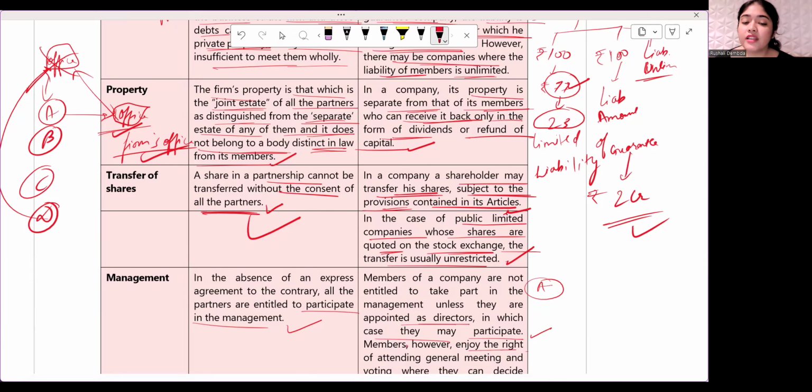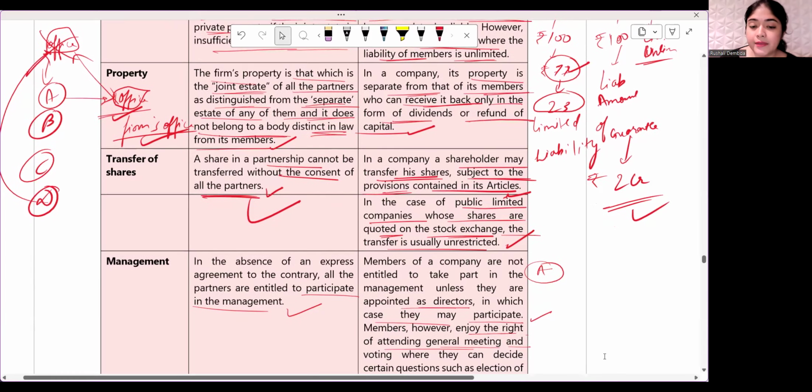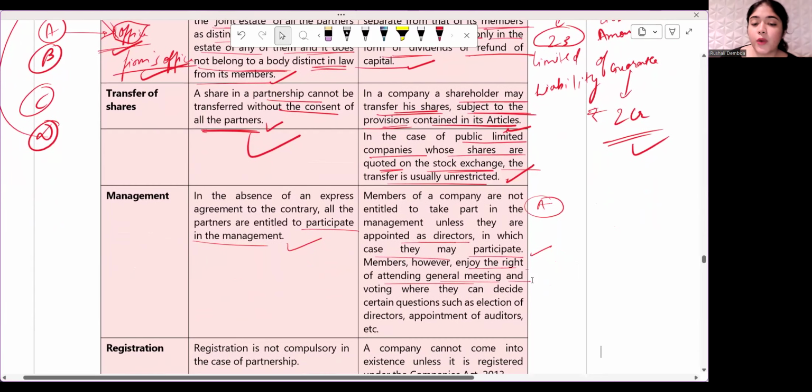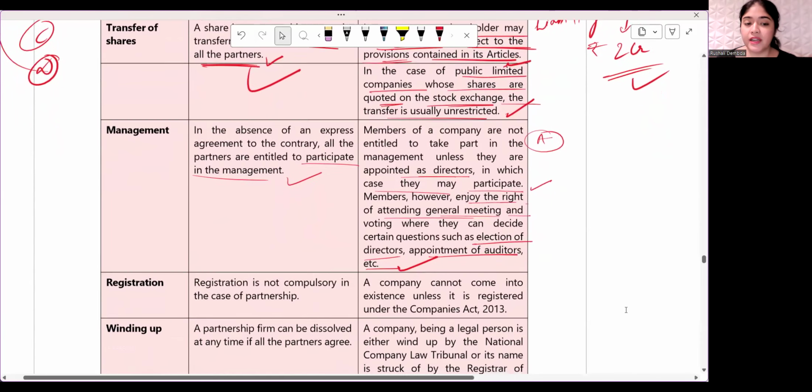Members, however, enjoy the right of attending the annual general meeting and voting, where they can decide certain questions such as election of directors, appointment of auditors, etc. Members can attend the annual general meeting and they can decide who will become the director. Can we appoint a new auditor? All these things a member can do in the annual general meeting.